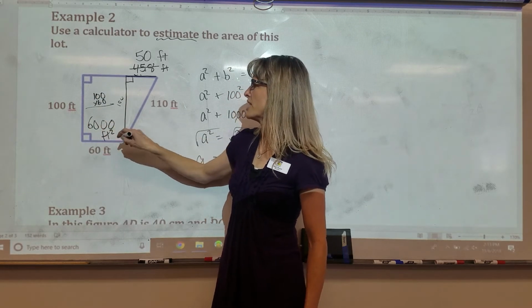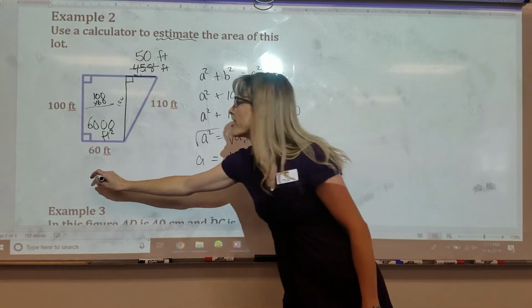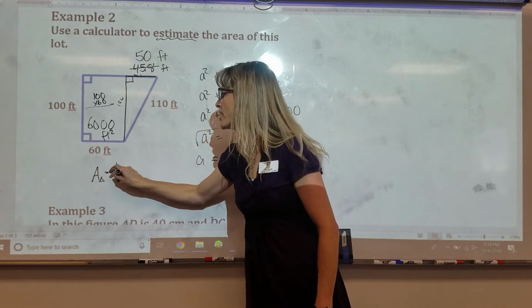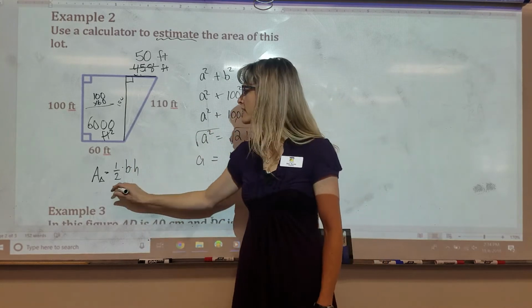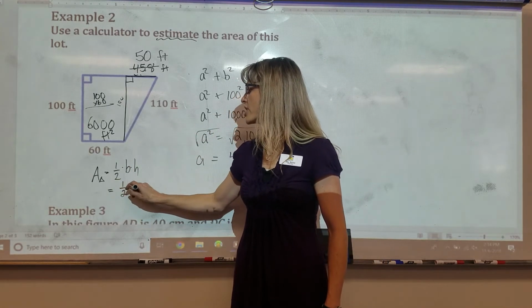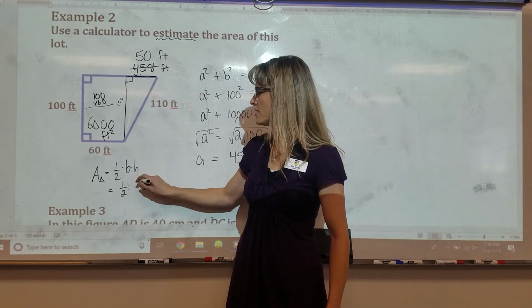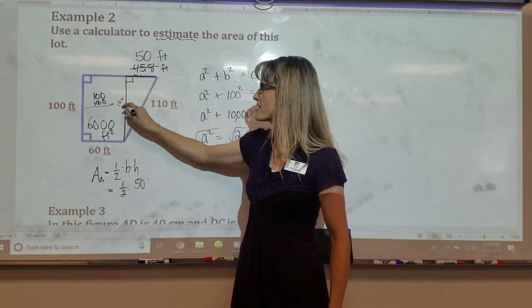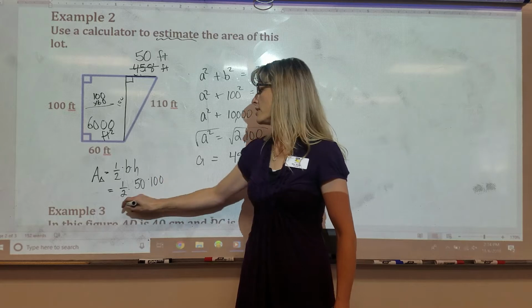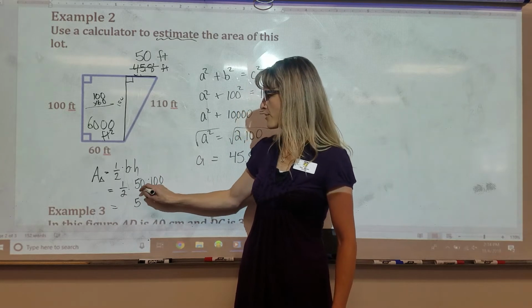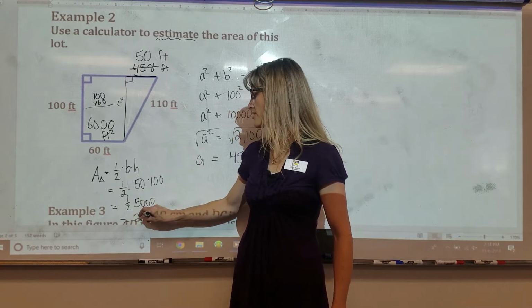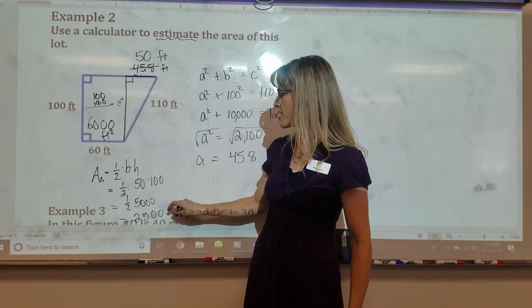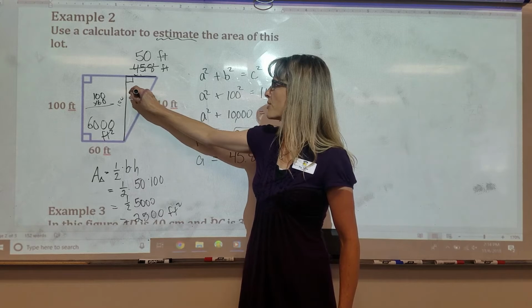Feet squared. How about this triangle? Let's go, I'm going to write right here. Area of a triangle is 1/2 base times height. What's the area of a triangle? Get ready? 1/2 base times height. Good. So base is 50. We round it to 50. Our height is 100. So 50 times 100 is a 5 with 3 zeros. 1, 2, 3. And half of that is going to be 2,500. Throw our units on, feet squared.